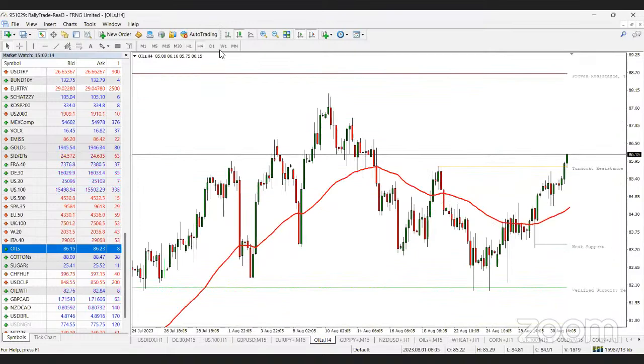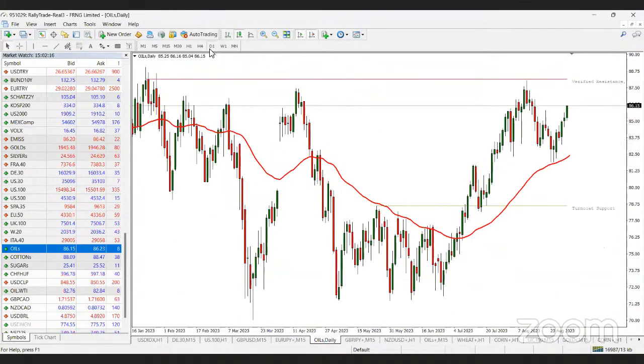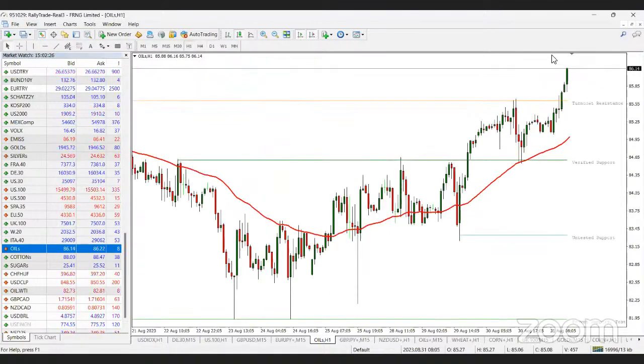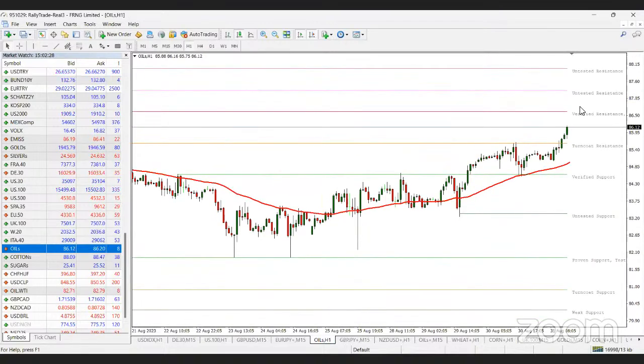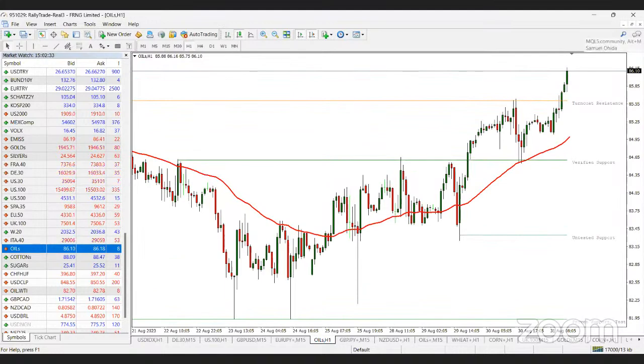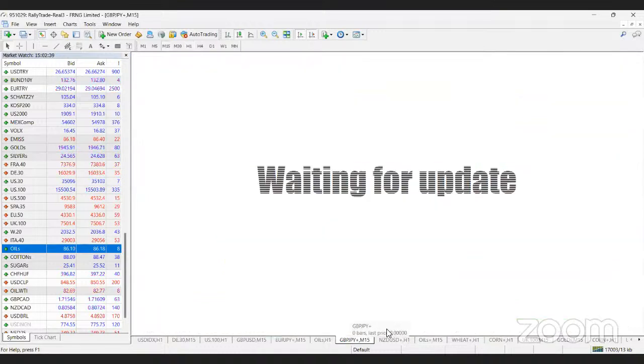Now, I don't see why we cannot buy oil to this verified resistance. There's such strong bullish pressure in oil right now, a very strong one. It got to this 50-period moving average and it's been retracing from there, even on the daily time frame. So I don't see why we cannot buy oil up to this verified resistance. So for oil, I'll also consider a push up in the market.